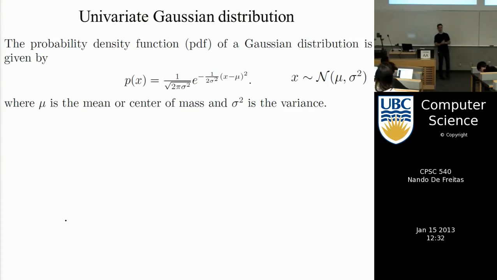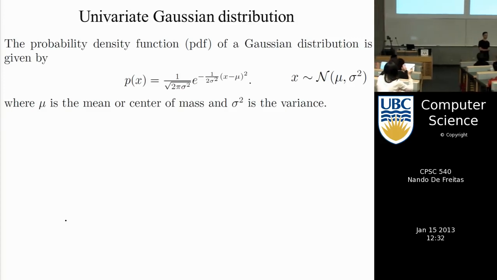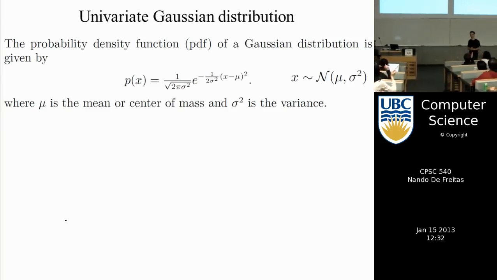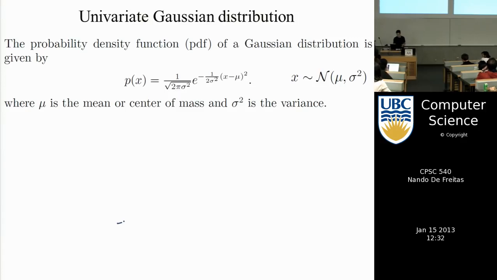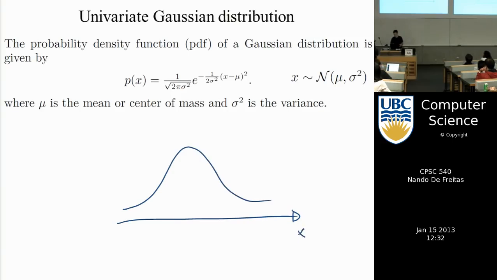Univariate Gaussian distribution. How many of you have seen this expression before? I'm hoping for a full show of hands. It's a way of measuring the uncertainty for a variable that is continuous between minus infinity and infinity, defined on the real line. And the distribution, we have probably all seen it, is this sort of bell curve, which is defined over the domain of a random variable x.